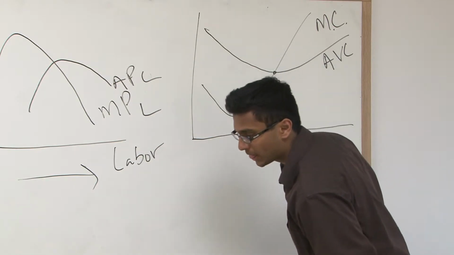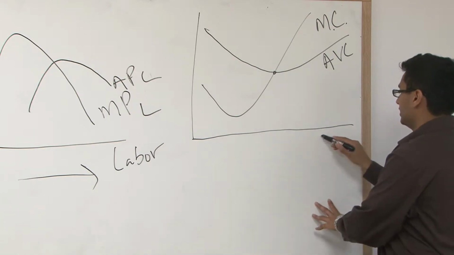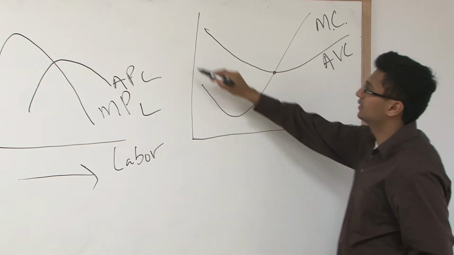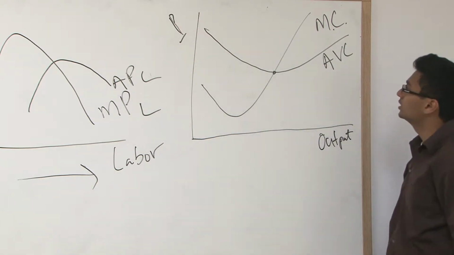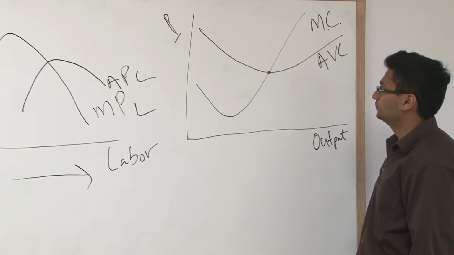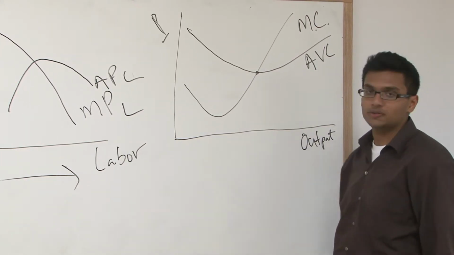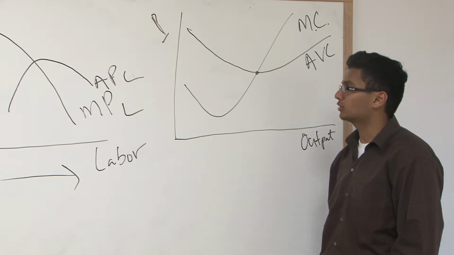Let's see if I'm missing anything. The output is the x-axis, and price P is the y-axis here. So I think these are probably the last part of short run costs. And now we shall move on to long run costs.